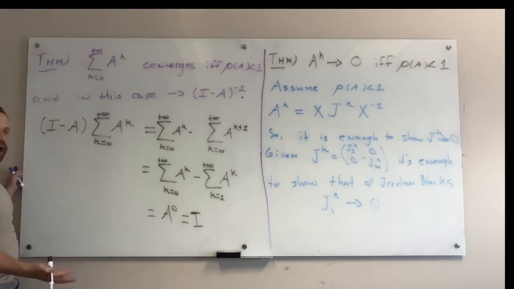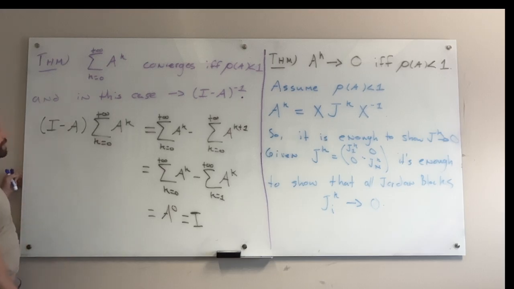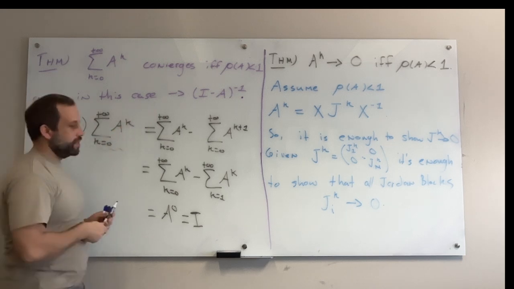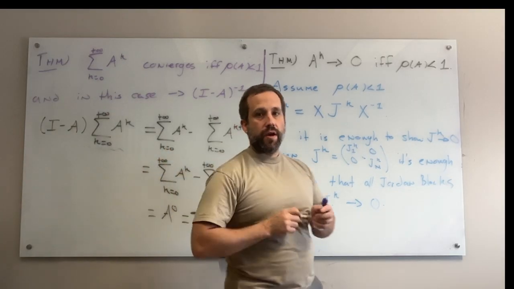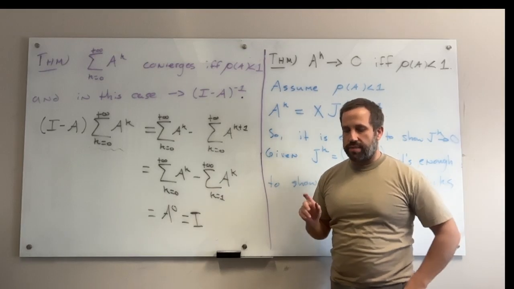Just like x to the power of 0 is 1, A to the power of 0 is equal to the identity matrix. So I minus A times this series is equal to the identity matrix. That shows that this is equal to I minus A to the power of minus 1. Again, this is something that we will use in this class, which is one of the reasons that I'm telling you about it here.